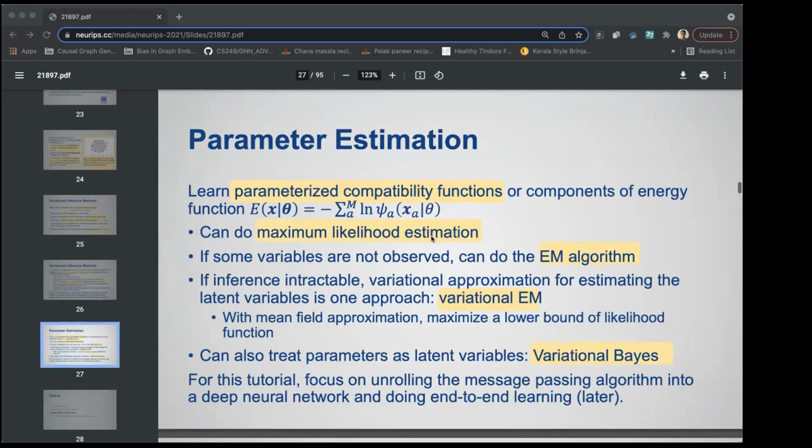Okay, so are there any questions about the first part, PGMs? We're going to move on to Markov decision processes next. Okay, great.